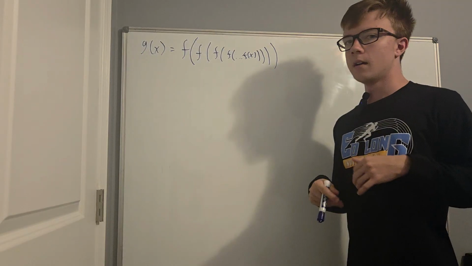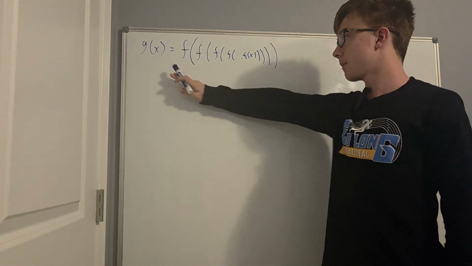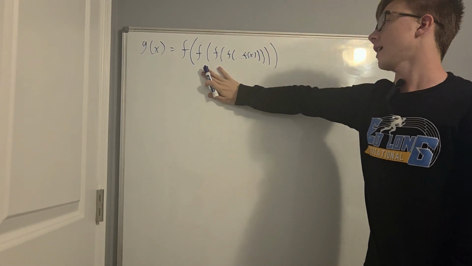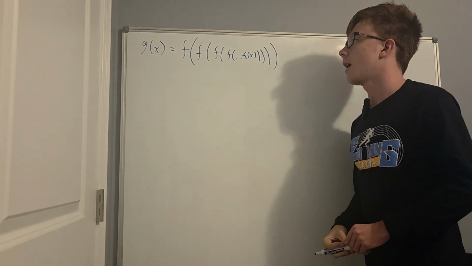So I have a little bit right here, well, let's get started. So this right here is a recursive composition of some function f of x. G of x is whatever the nth composition of the function f of x. It's pretty simple right there.